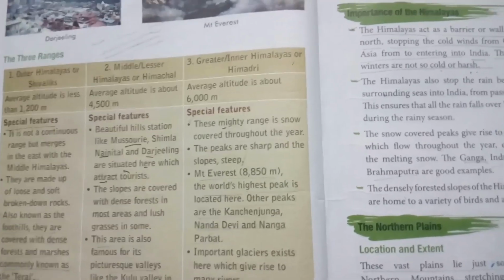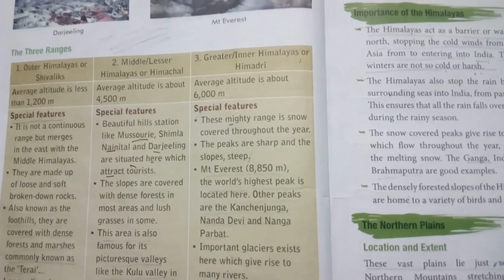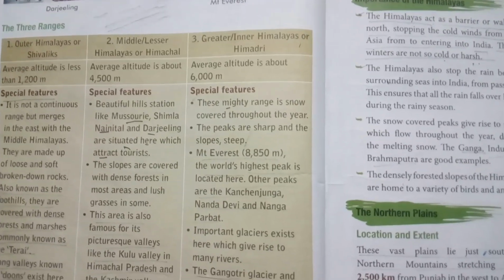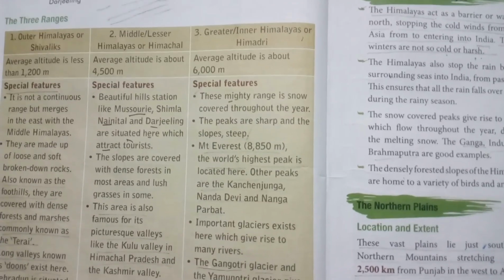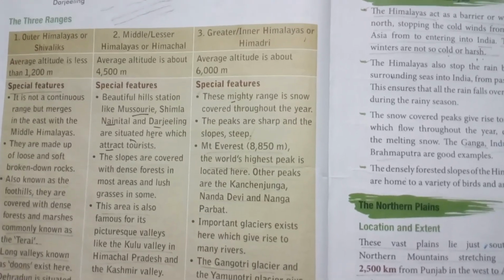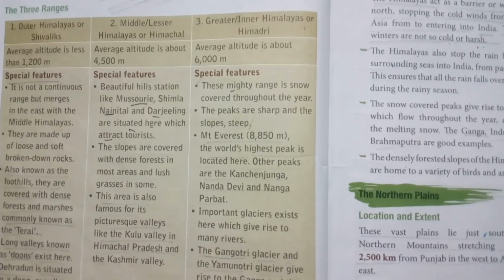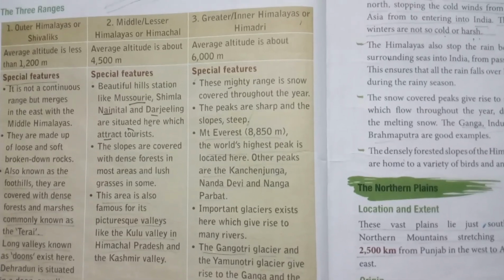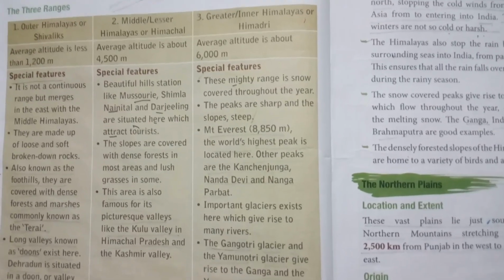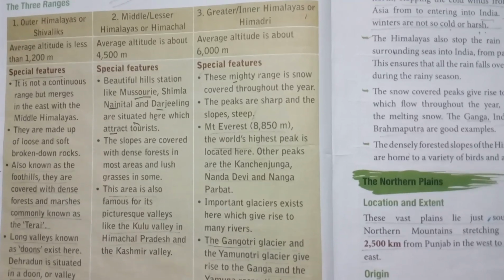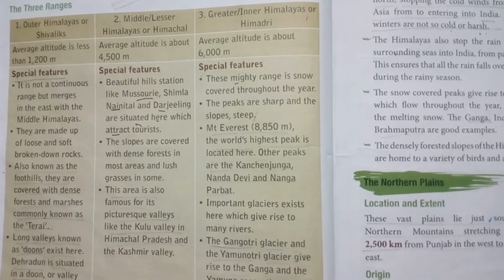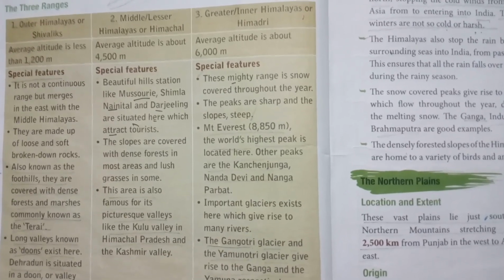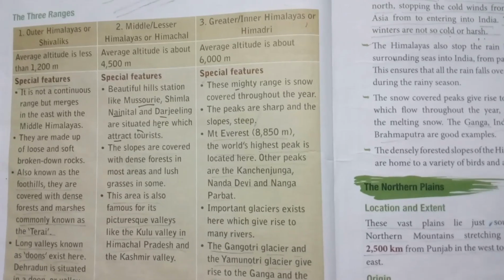The peaks are sharp and the slopes steep. Mount Everest, 8,850 meters, the world's highest peak, is located here. Other peaks are the Kanchenjunga, Nanda Devi and Nanga Parbat. All the highest peaks are located in the greater Himalayas.